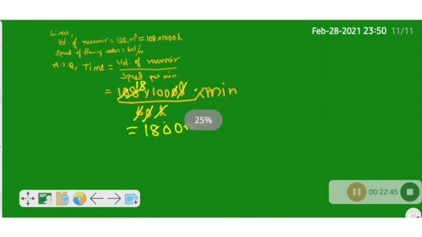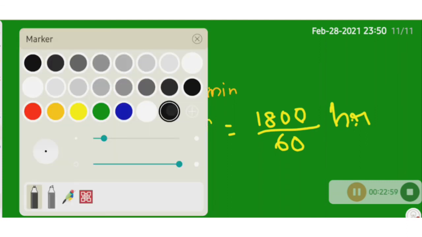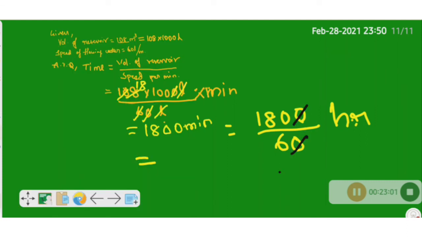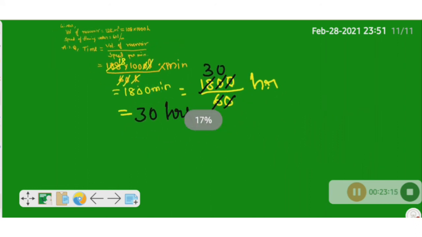18 into 100 is 1800 minutes, and if you convert these minutes into hours, you have to divide it by 60 again, because 1 hour is equal to 60 minutes. To convert minutes into hours, you have to divide by 60 and do the cancellation. 0 0 gets cancelled, 6 ones are 6, 6 3s are 18, 0. It means it will take 30 hours to fill the reservoir.